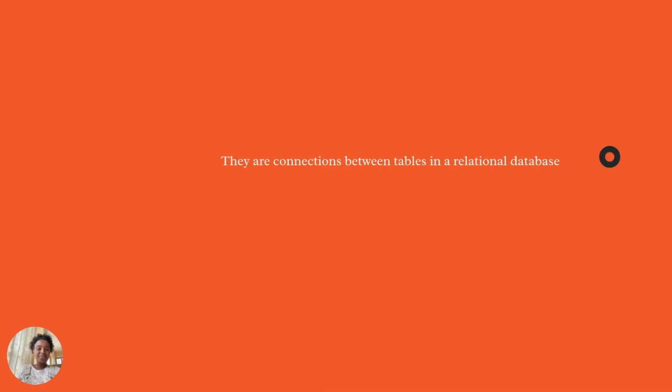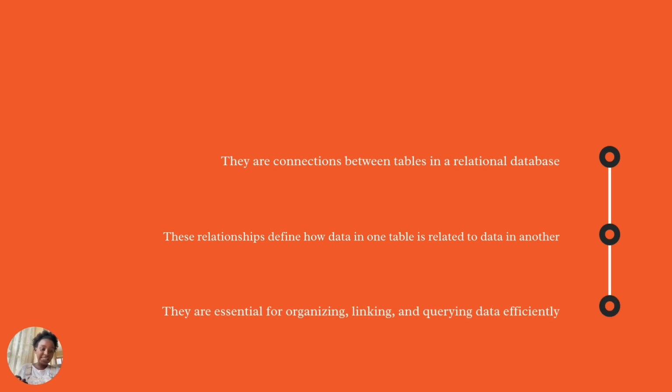What are they? They're connections between tables in a relational database. These relationships define how data is related to each other between the different tables. They help us with linking the different tables, they help us in organizing the data, and ultimately, the end goal is querying efficiently. So, they do help us with this.